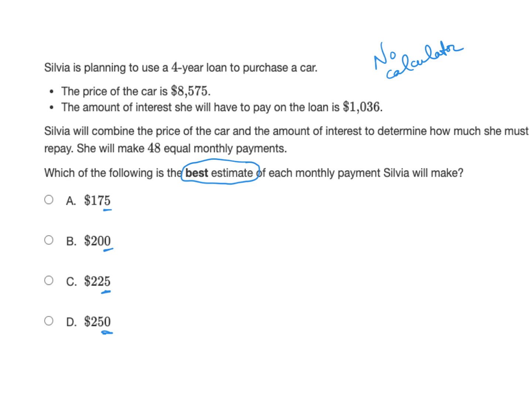with. Okay, so if we read this question, we have Sylvia is planning to use a 4-year loan to purchase a car. So the purchase of the car is $8,575. And the amount of interest she will pay on that loan is $1,036. Sylvia will combine the price of the car and the amount of interest to determine how much she must repay. And she will make 48 equal monthly payments. So which of the following is the best estimate of each monthly payment?